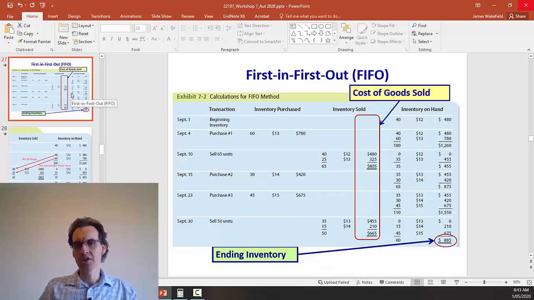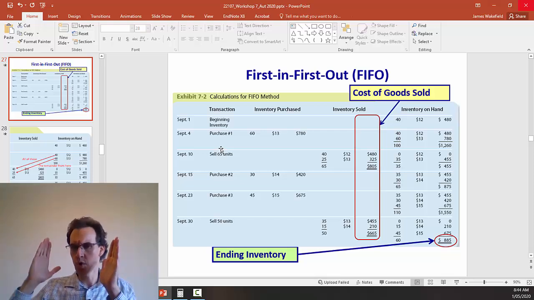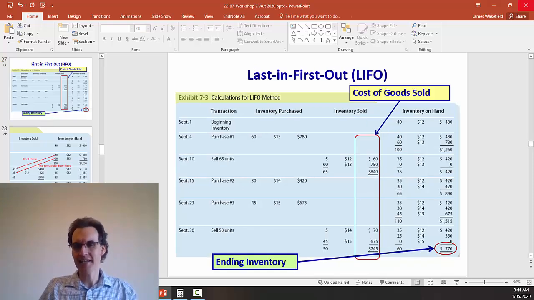Now this is obviously higher than the first in, first out method that we looked at previously. And the reason for that is you can see that the cost of inventory in the case of the transaction we're looking at on September 10, that inventory cost is increasing up to that particular sale. So when you use the first in, first out method, you assume you are selling the lowest cost units first, whereas if you're using the last in, first out method, you're assuming you're selling the highest cost units first, and so therefore the cost of goods sold associated with the last in, first out method is higher in this particular case.